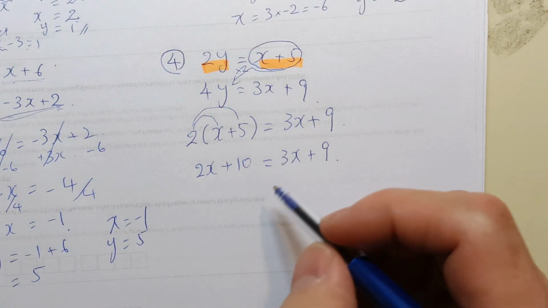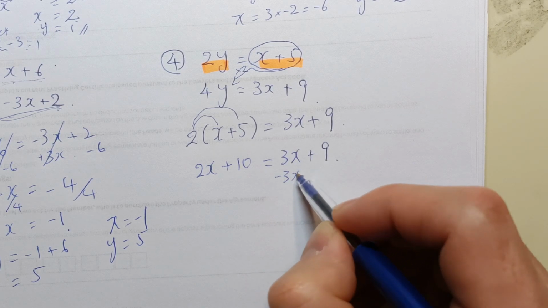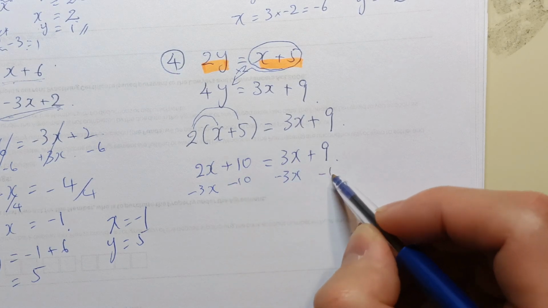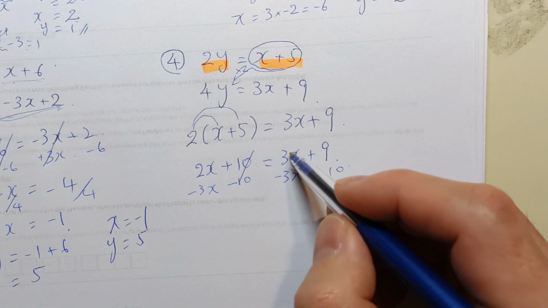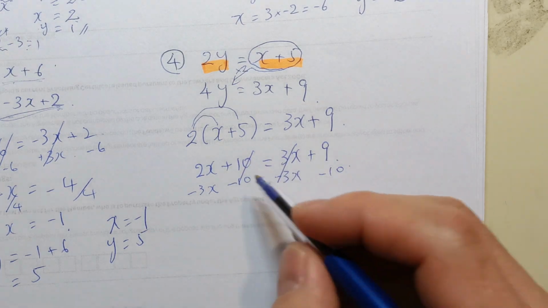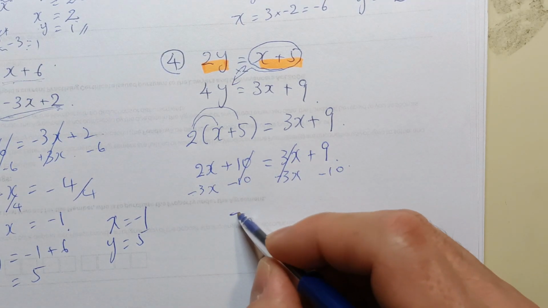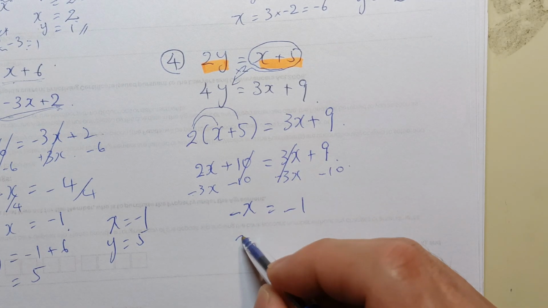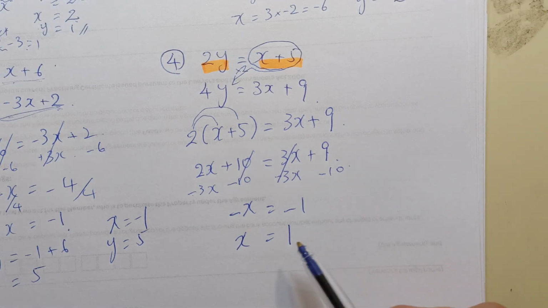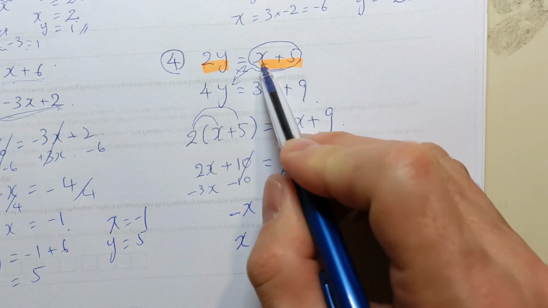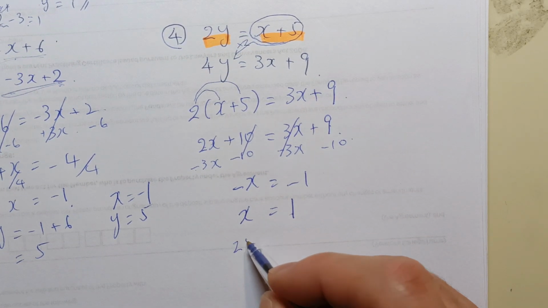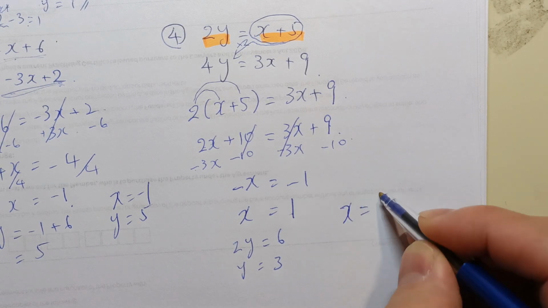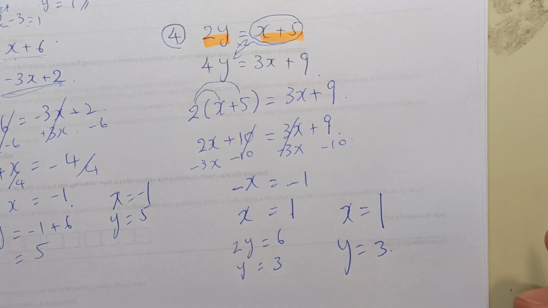Right? Whichever. You do negative 3x on both sides, and then negative 10 on both sides. Whichever, you can do the opposite. But anyway, 2x take away 3x is negative x, and then 9 take away 10 is negative 1. So x equals 1. Then you plug this one in here. 1 plus 5 is 6. So 2y equals 6. y equals 3. So the answer is x equals 1, y equals 3.